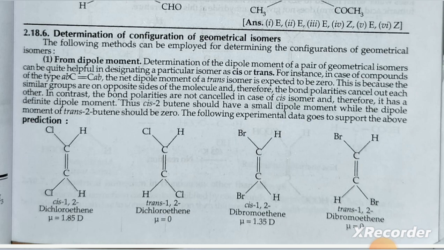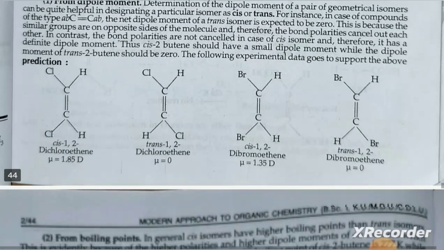The following experimental data goes to support the above prediction. Cis-1,2-dichloroethene dipole moment is 1.85 debye. Trans-1,2-dichloroethene dipole moment is 0. Cis-1,2-dibromoethene dipole moment is 1.35 debye and trans-1,2-dibromoethene dipole moment is 0.